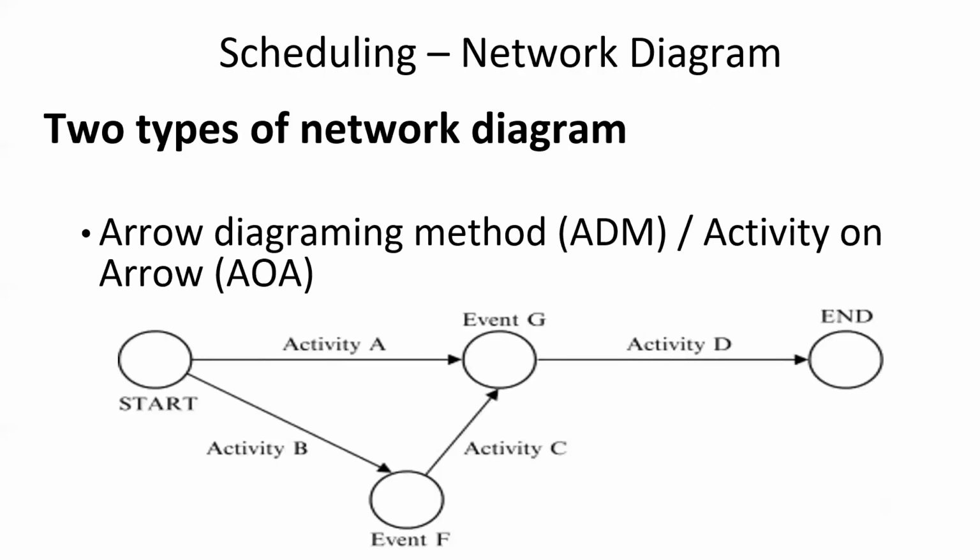So there are basically two kinds of network diagram. One is the arrow diagramming method, or you can also call it activity on arrow. If you look at the diagram, you would see that every arrow is denoted by an activity. So for instance, if you have to build a floor, you can say that's activity A. And then if you have to build columns on that floor, it could be activity D. So you would build a floor and then you would build columns on that. That's known as activity on arrow.